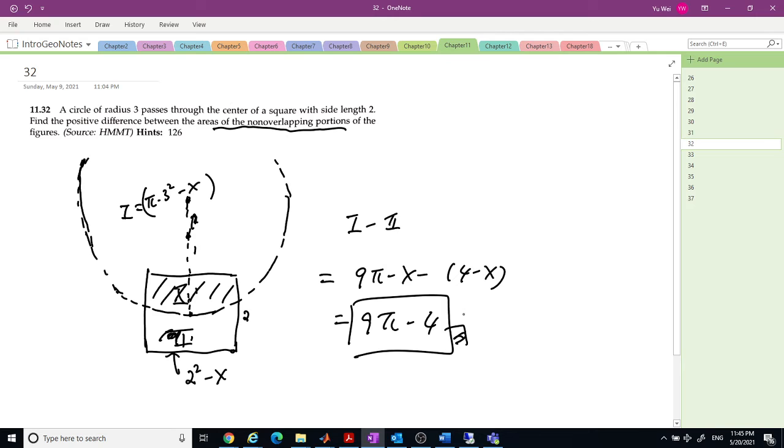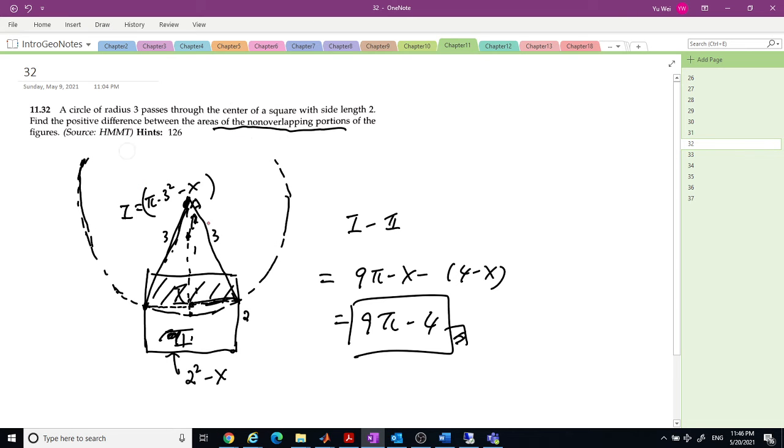Okay, so for the second question, if we really are asked how to calculate x, what's the area of x? So we can do this. We can connect the center of this circle with these cutting points. Okay, so this is 3, the radius, right? So this is 1.